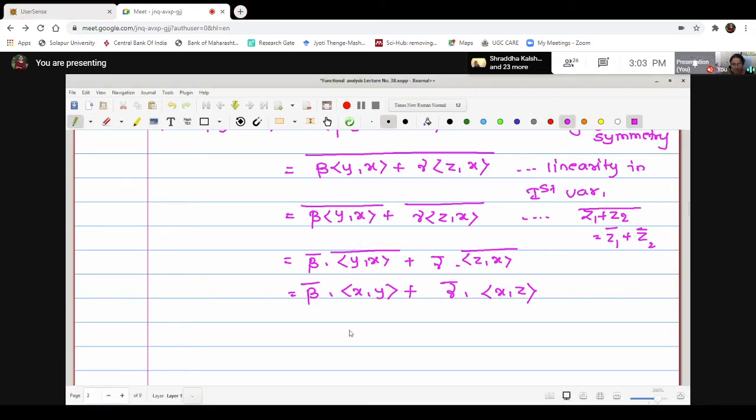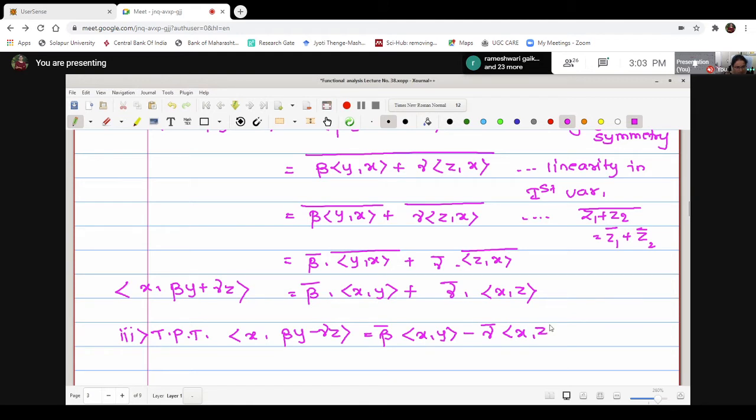Okay, the properties are actually simple to prove, right? Thus we have proved this second property also, that the inner product of x with beta y plus gamma z is this much. Now let us come to the third property. What is the third property? The third property is simply a change in this: instead of the positive sign there is a negative. Therefore, I will write the property again. This is the inner product of x with beta y minus gamma z, equal to beta bar times the inner product of x with y minus gamma bar times the inner product of x with z.